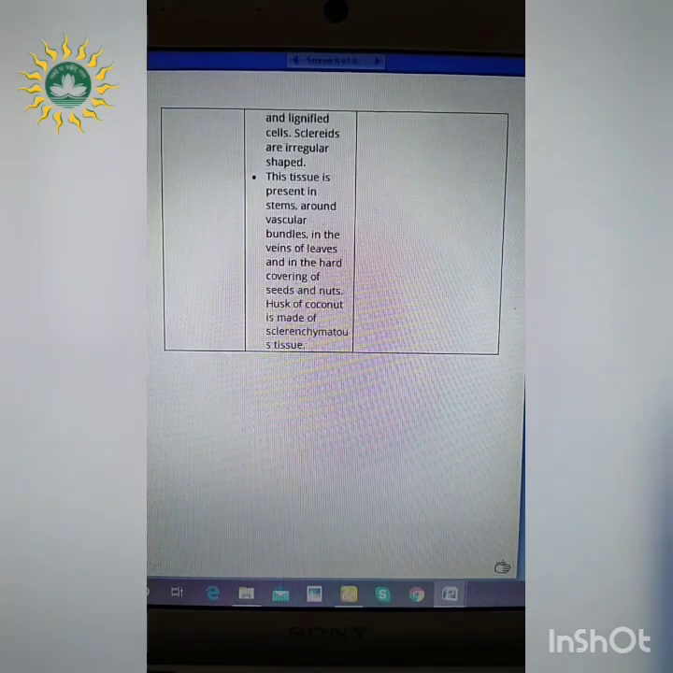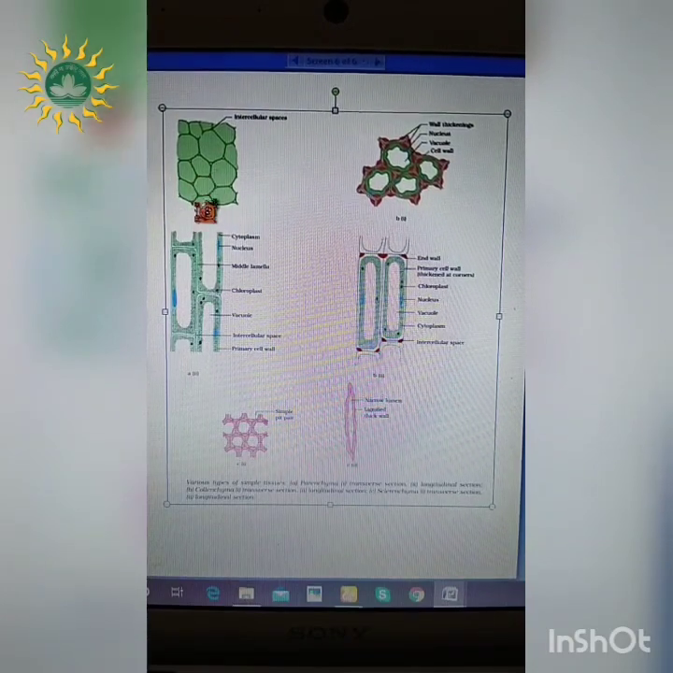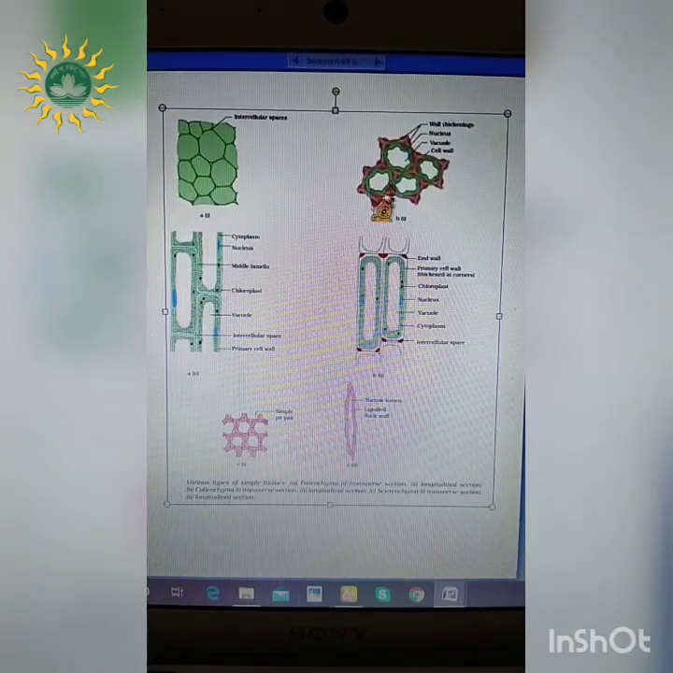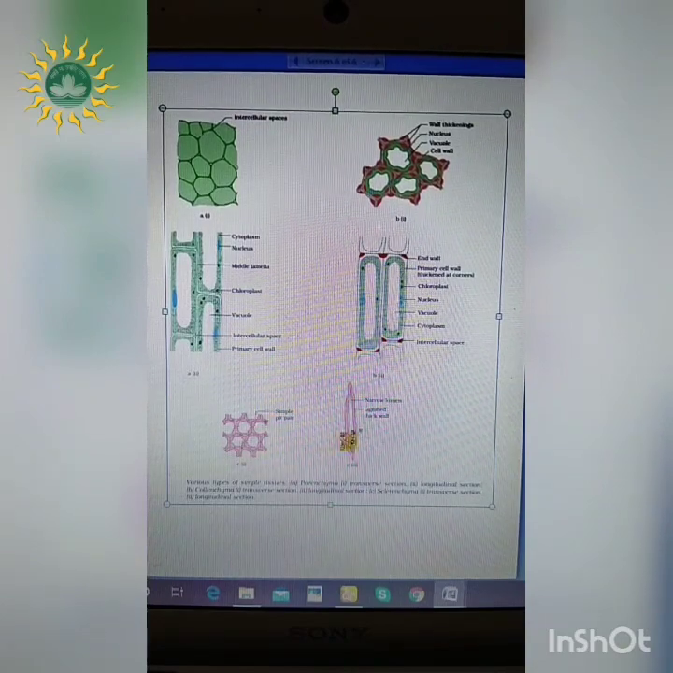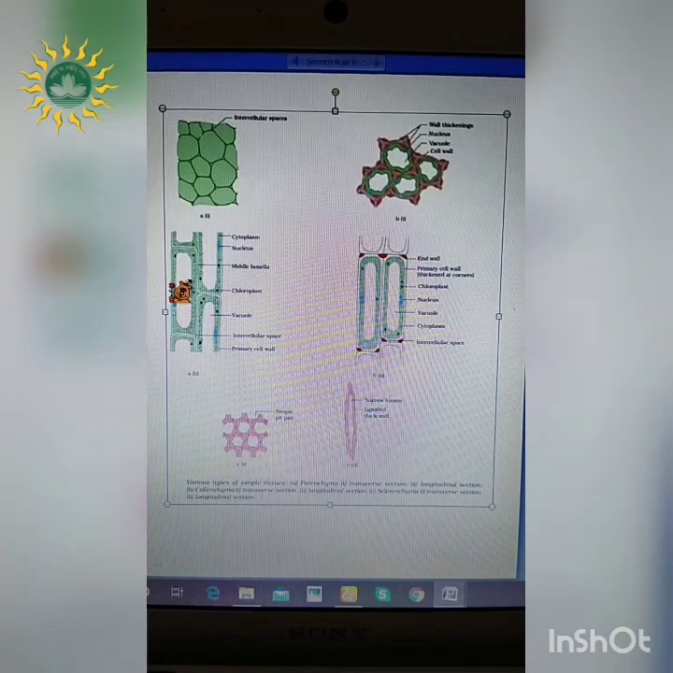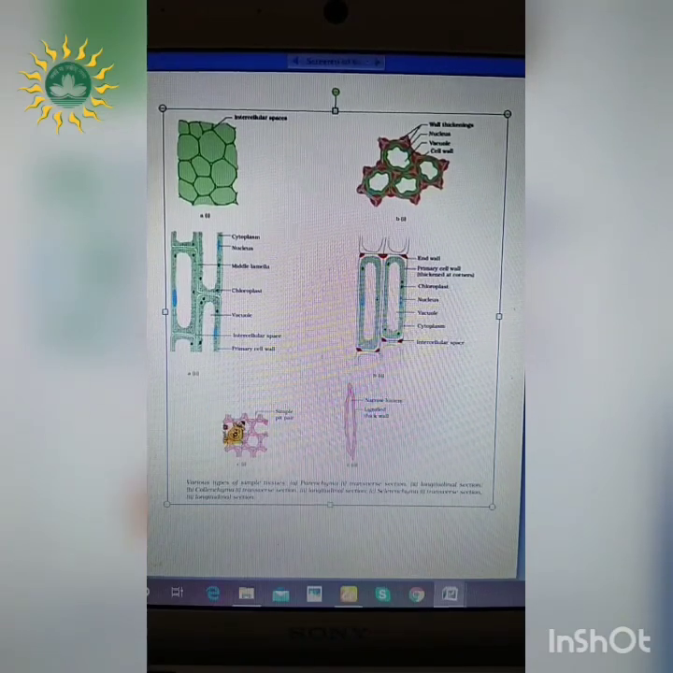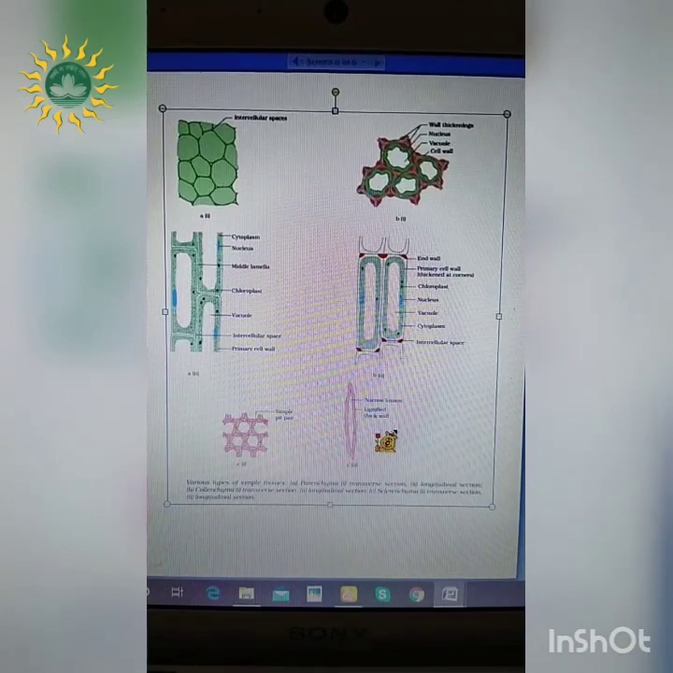So now we'll see the diagrams. Firstly, these two are the parenchyma, these two are the collenchyma, and these two are the sclerenchyma. This is the transverse section, this is a longitudinal section, this is again a transverse section, a longitudinal section, and this is also a transverse section, and this is a longitudinal section.